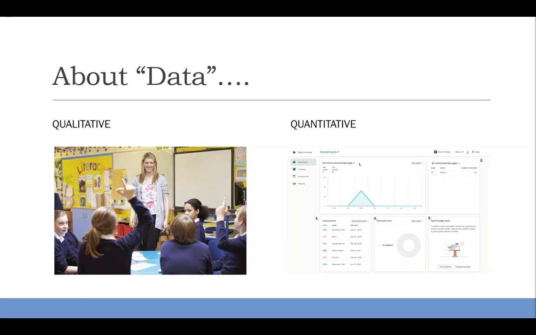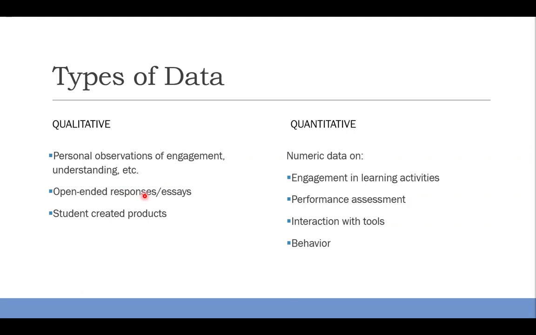Other qualitative things are like open-ended responses or essays, or when students create things and make things. That gives us really good information about what they know. It's just not this quantitative numeric data. Quantitative data is more, you can look at their engagement level in learning activities, especially with technologies. You can see how much time they spend on different activities. Performance assessments like tests, interaction, what they do with different tools.